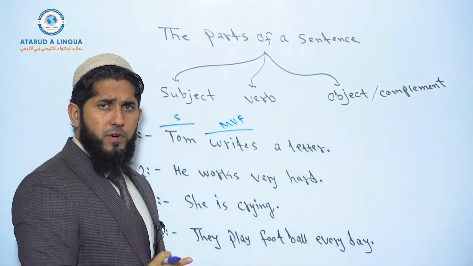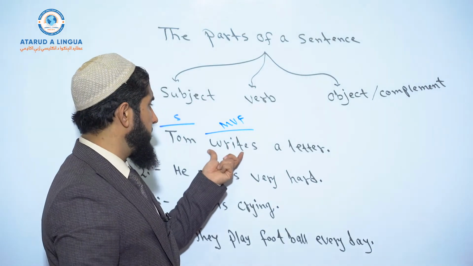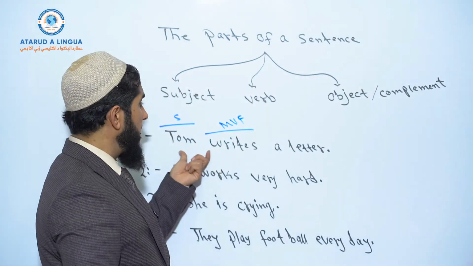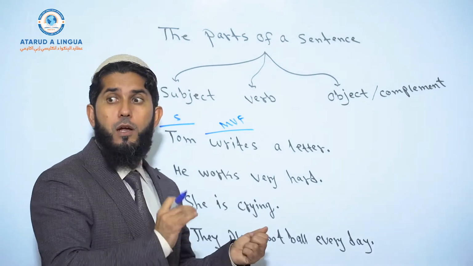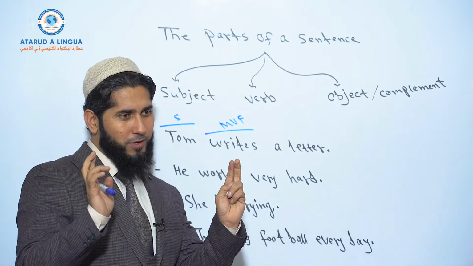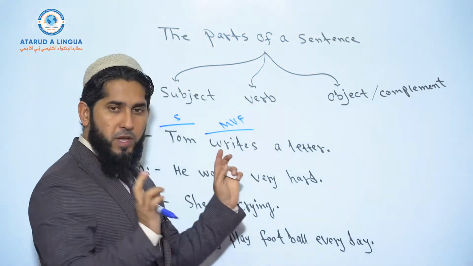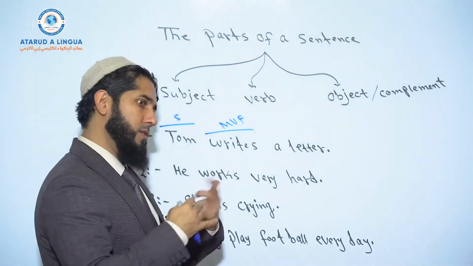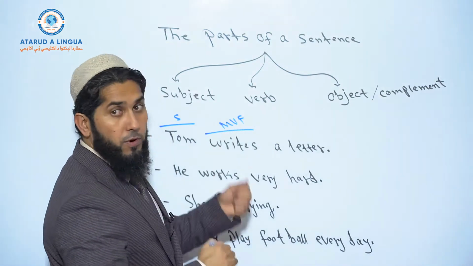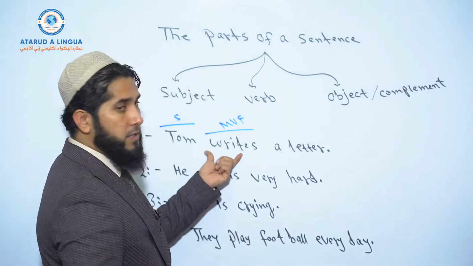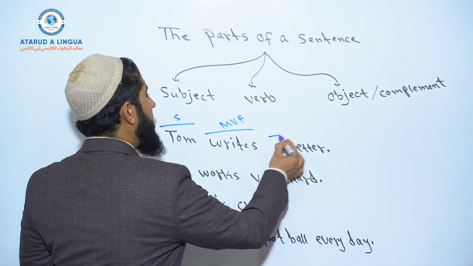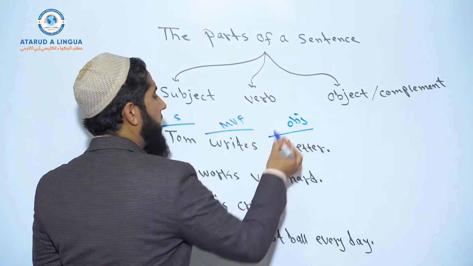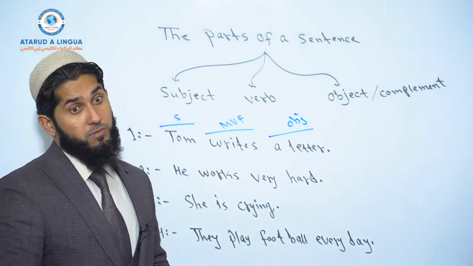The reason I say verb form, because if it's, for example, a negative sentence, Tom writes a letter, Tom does not write a letter. So altogether, does not write. It's the main verb form, but negative form, right? You got it? So therefore, I say verb form. So writes is the main verb form. And what is a letter here? It is object. It is object.